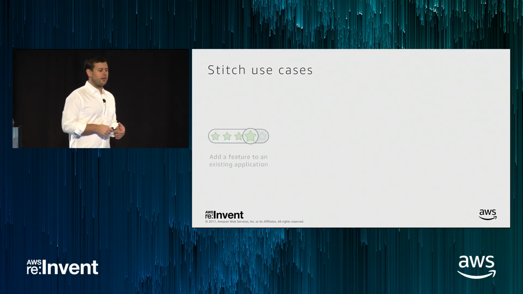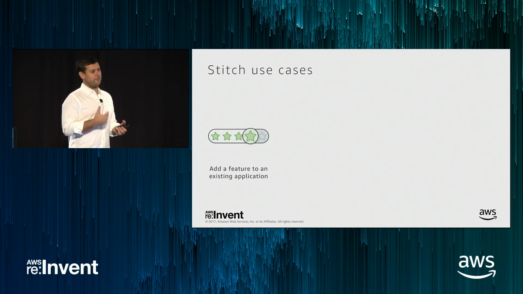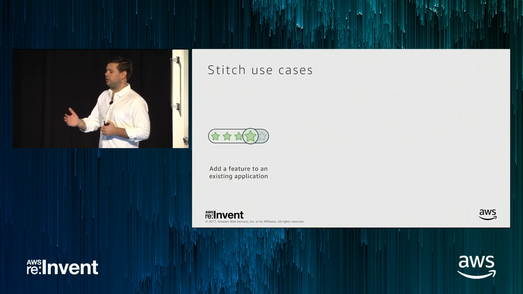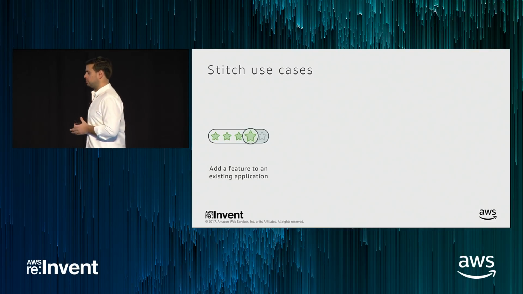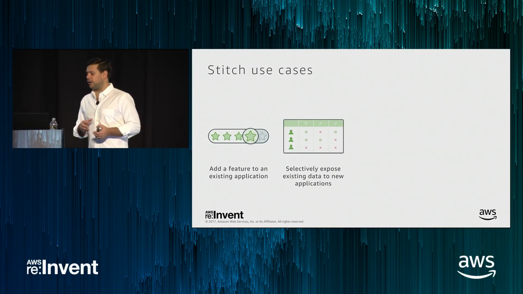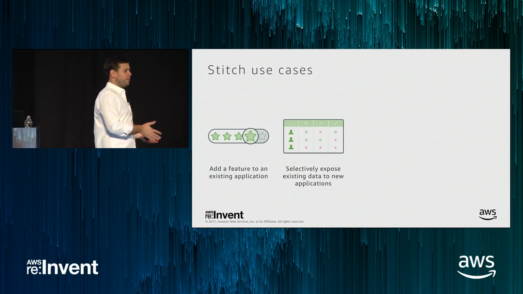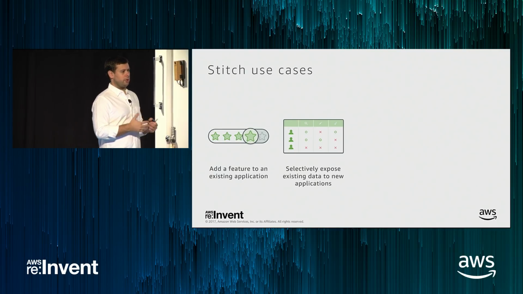So I mentioned 4 use cases, 4 ways to think about Stitch. The first is: I've got an existing application, and I want to add a feature. Maybe it's using Mongo, maybe it's not, and all I want to do is add one feature. Well, it's very easy to do with Stitch, and I'll show you how that works. Second is I've got data sitting in MongoDB already. I've got an existing MongoDB app in production, and what I want to do is expose that data through an API.